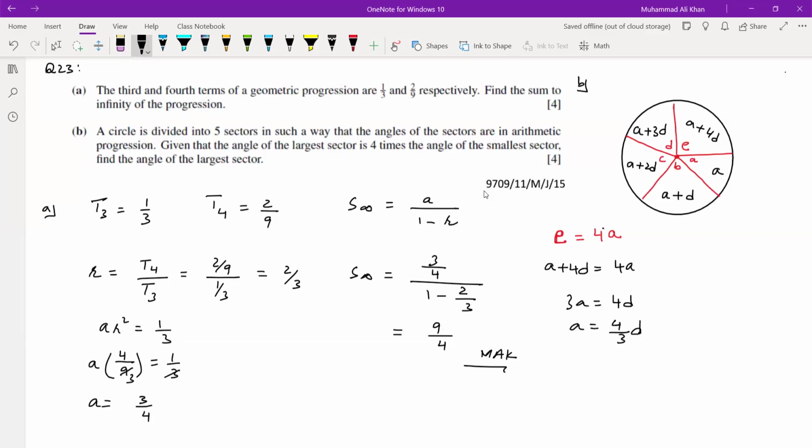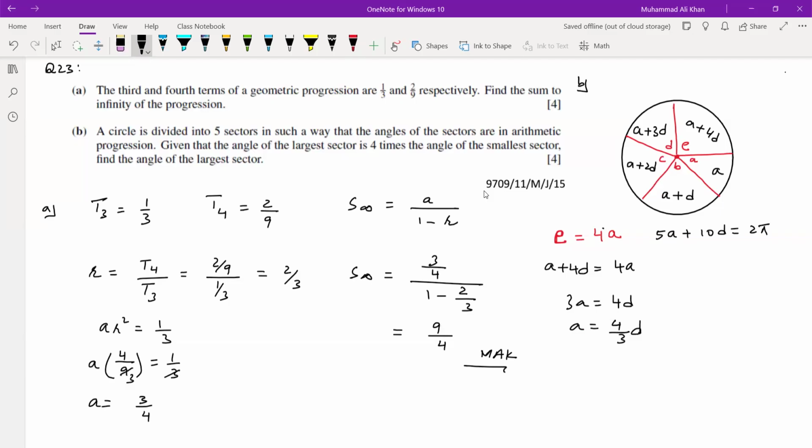Next, sum of all equals 2 pi. sum of all कर रहे हैं जनाब. a कितने हैं हमारे पास? 5. d कितने हैं हमारे पास? 1, 2, 3, 4, 5, 6, 7, 8, 9, 10. 5a plus 10d equals कितना हो गया? 2 pi.